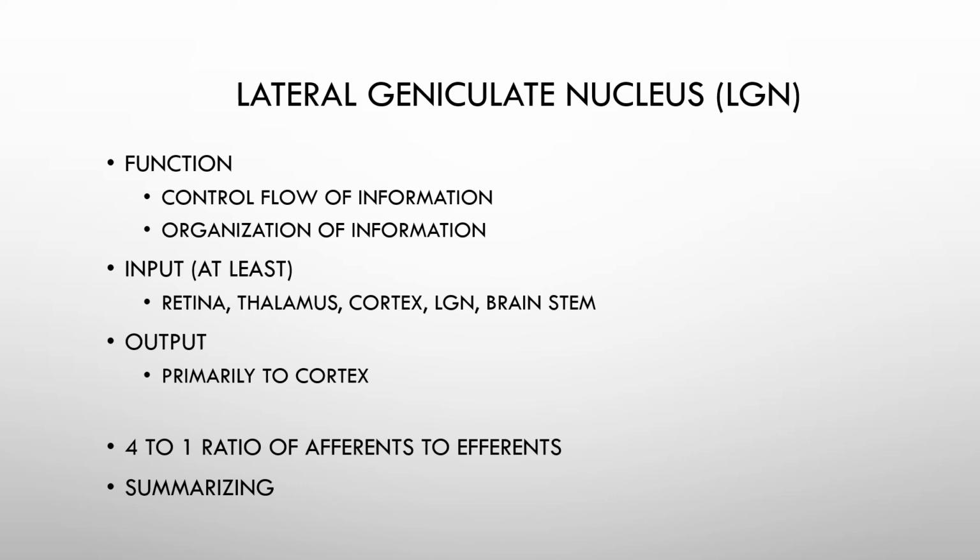Whereas its output is primarily to the visual cortex, okay, primarily to the cortex. So we have this 4:1 ratio of afferents to efferents, where afferents are arriving fibers, or the input, and efferents are exiting fibers, or the output. And it's doing a lot of summarizing of information.